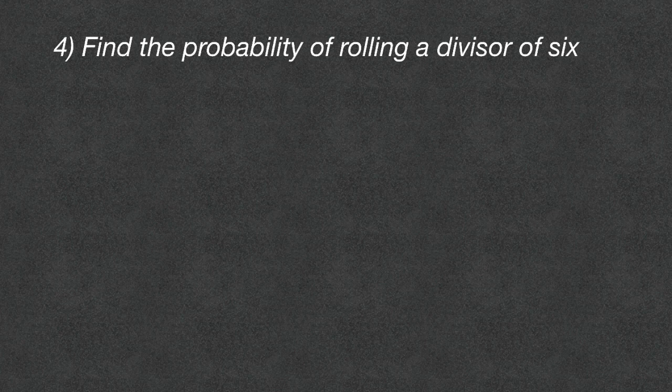Number 4 on this page, with the single die, we are asked to find the probability of rolling a divisor of 6. So let's think, what are the divisors of 6? Well, 2. Perhaps we could include 1. 3. And 6 itself. So we have 4 possibilities that are divisors out of the 6 that we could roll.